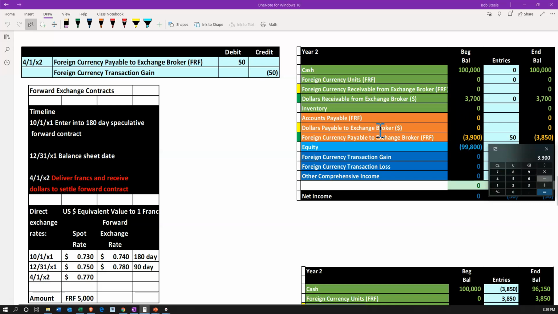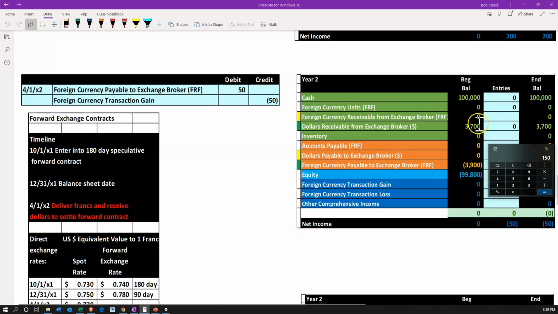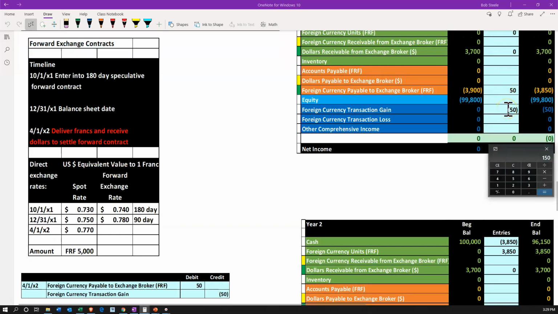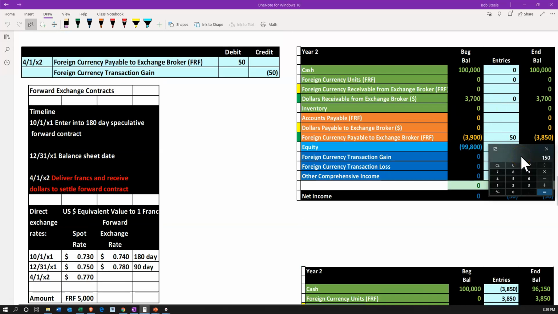We're going to pay francs, 5,000 francs, but now the francs are worth $3,850. So between the 2-year period, we have the 3,850 minus the 3,700. Now we have a $150 still of a loss, right? Because we had a $200 loss before, and now we have the $50 gain netting out to a $150 loss.